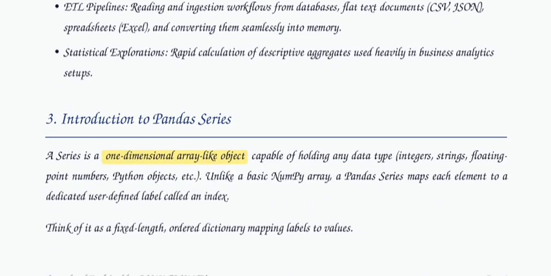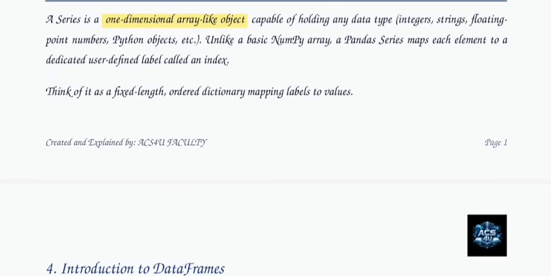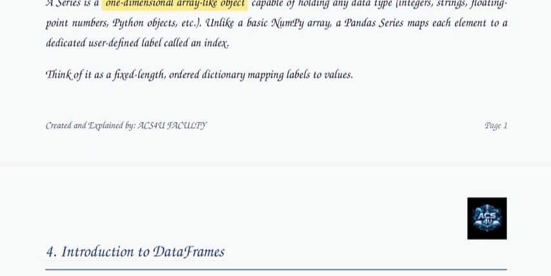Next, the introduction to Pandas. We said before that Pandas has Series and DataFrames. So first, the Pandas Series. A Series is a one-dimensional array-like object which is capable of holding any data type, like integers, strings, floating point numbers, Python objects, etc. Unlike a basic NumPy array, a Pandas Series maps each element to a dedicated user-defined label called an index. Think of it as a fixed-length ordered dictionary, mapping labels to values.